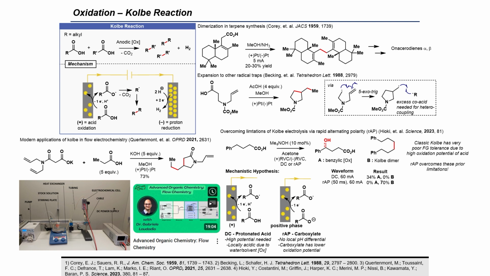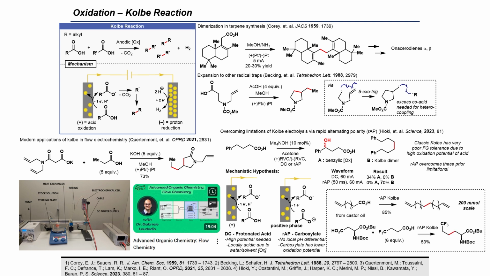This new waveform approach, dubbed rapid alternating polarity, or RAP for short, overcame critical limitations in the scope of the classical Kolbe reaction. Not only could the reaction now be performed more easily on scale, but a wider range of functional groups could be tolerated, as evidenced by the synthesis of this trifluoromethyl containing unnatural amino acid. However, again, a large excess of one of the acids is needed to favor heterocoupling products.